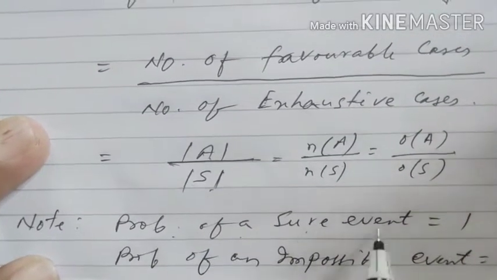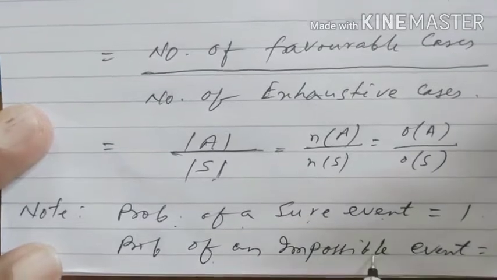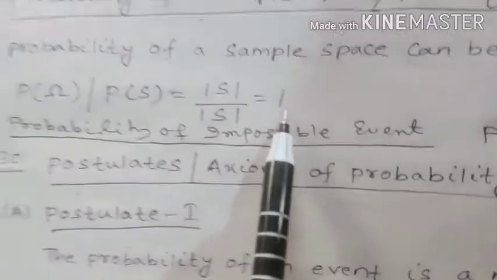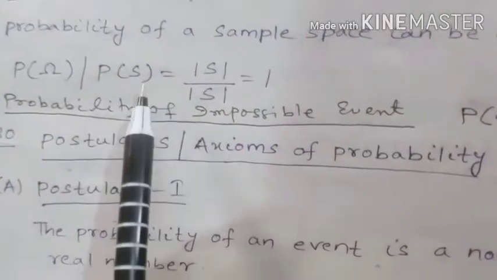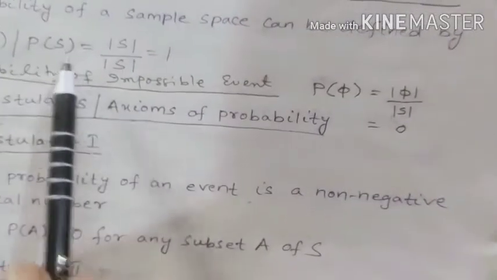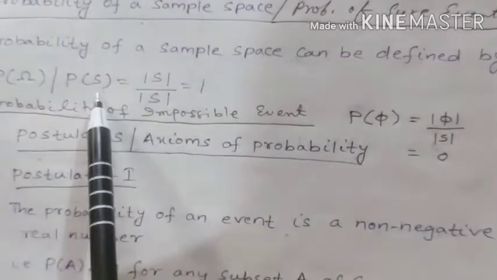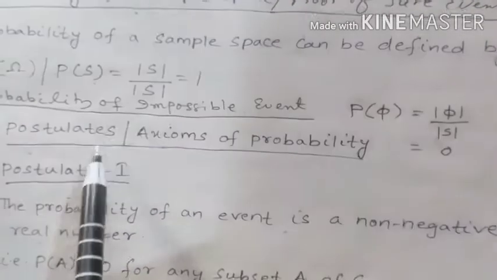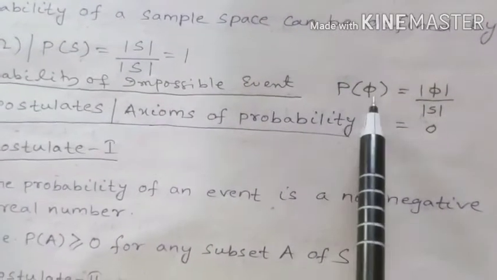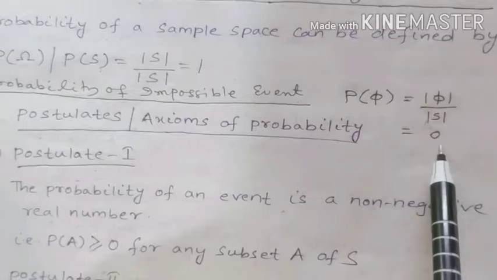Probability of a sure event equals 1 and probability of an impossible event equals 0. P of S equals 1, and that is called the probability of a sure event. S is the sample space, also called the sure event, because the event S and the sample space are both equal. Probability of an impossible event: if phi, then P of phi equals mod phi by mod S equals 0.